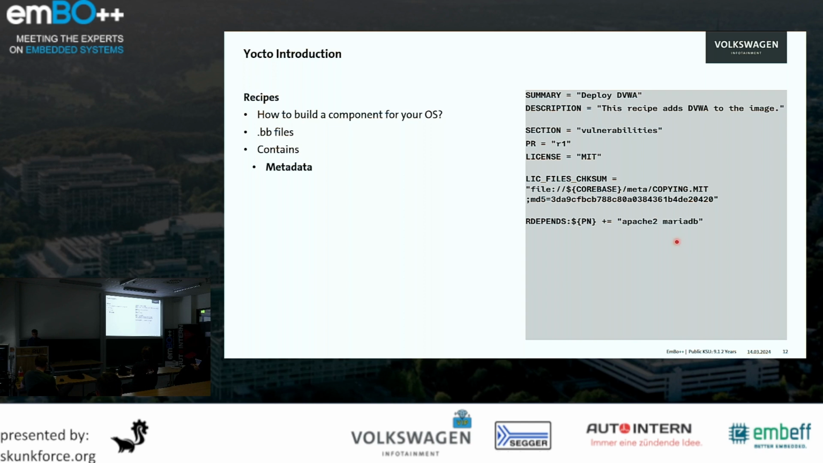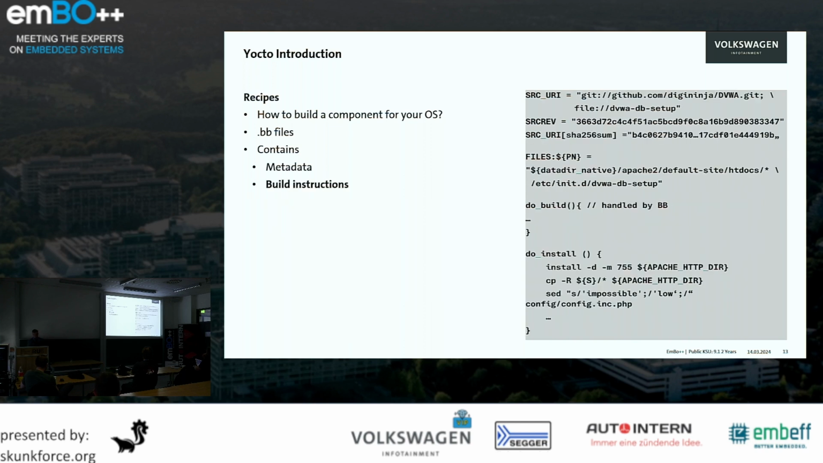And you have dependencies, so also recipes, if you build software which is on a higher level and you need something below it, for example, a database server. In this case, it's MariaDB and a web server, Apache. Then you can specify it, and BitBake handles building all the dependencies you need.